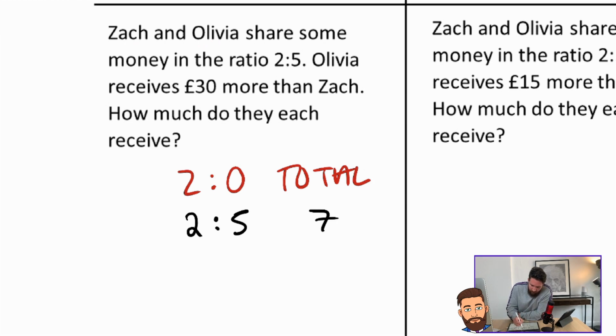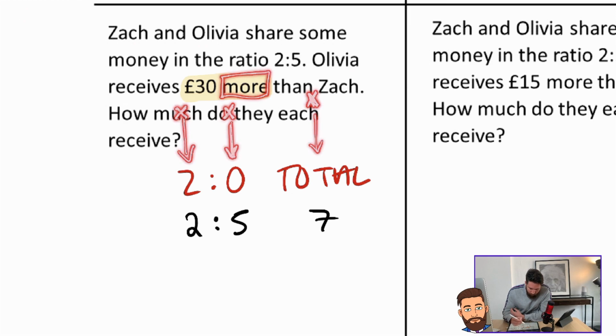This is the key. Olivia receives £30 more than Zach. Well, if she's receiving £30 more, it can't go under Zach because it's not how much Zach's getting. It can't go under Olivia because it's not how much Olivia's getting. And it definitely cannot go under the total because it's not how much they're sharing. The trick here is more.